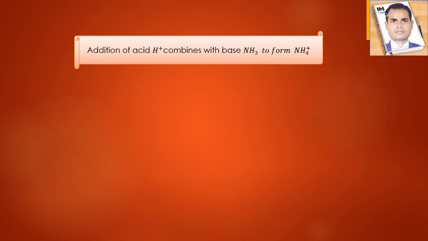When you add an acid, or H plus ions, to the base, it abstracts the H plus ions from the acid and forms NH4 plus. You will see here there are 3 hydrogens and here 4 hydrogens. So with the addition of H plus, NH3 plus H plus forms the product NH4 plus.